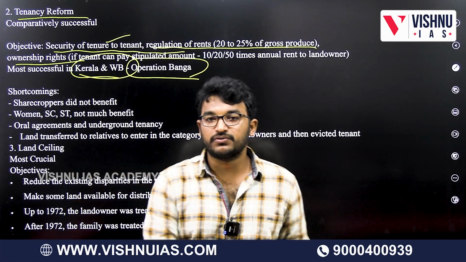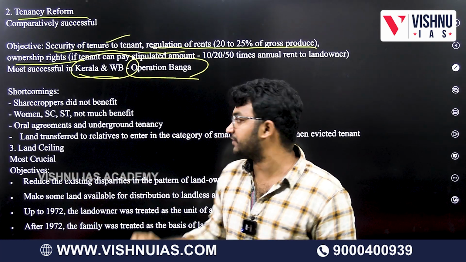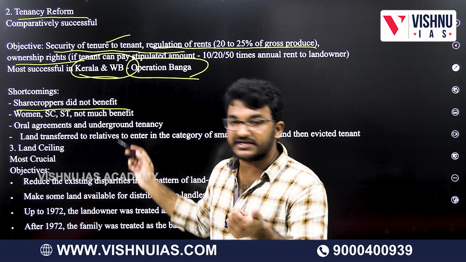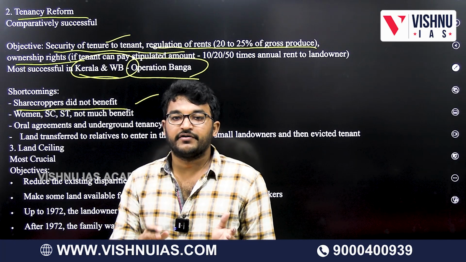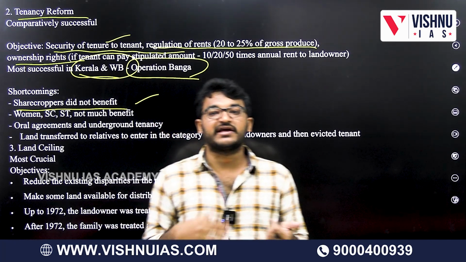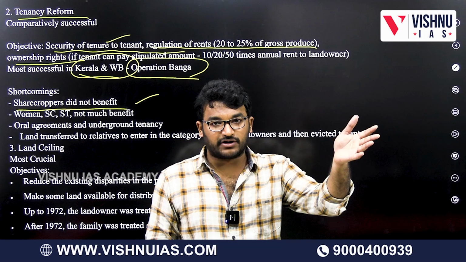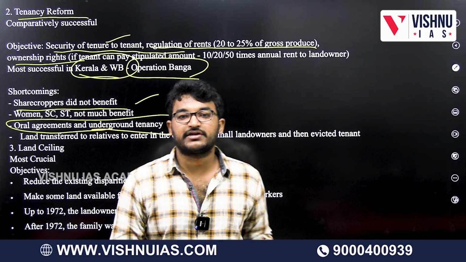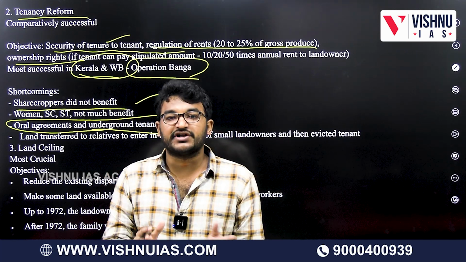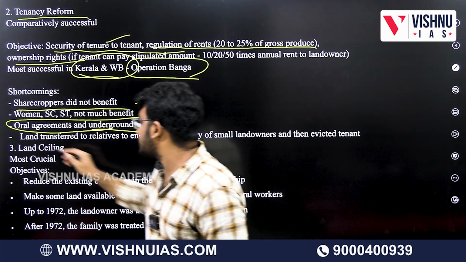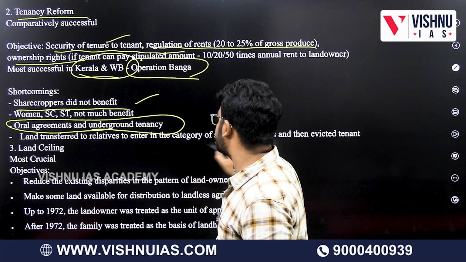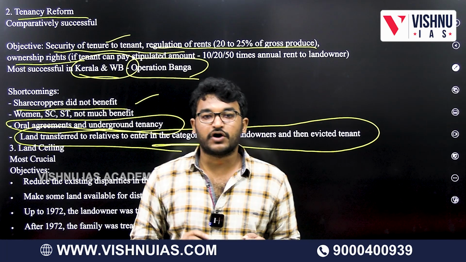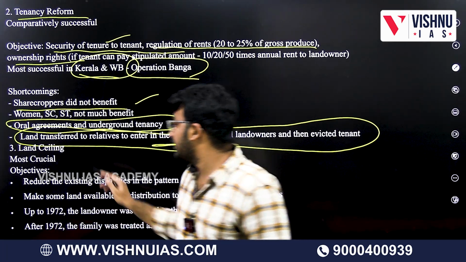Okay. Now, with respect to the shortcomings of tenancy reforms, since it is related to tenancy, sharecroppers were not part of it, so they didn't get the benefit. Next, we all know that there are no written agreements between tenants and landlords. Since there are oral agreements and underground tenancy, this couldn't be successful in many areas. Next, land was transferred to relatives to enter the category of small landowners and then the tenant was evicted. Got it?